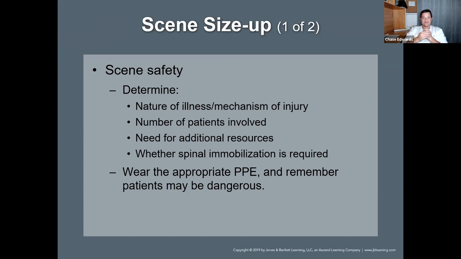So you're going to have to determine the nature of the illness or mechanism of injury, number of patients involved, the need for additional resources, whether spinal immobilization is going to be required, and wear the appropriate protective equipment, or PPE, to avoid being contaminated. Patients who have taken an overdose may be extremely dangerous, right? So you may also want to call for law enforcement backup if it's necessary.